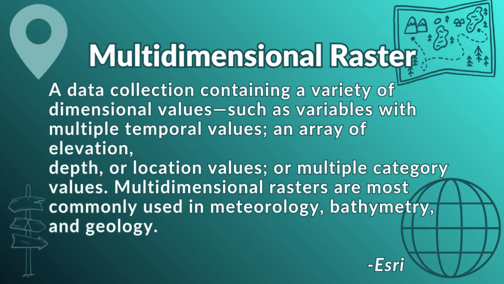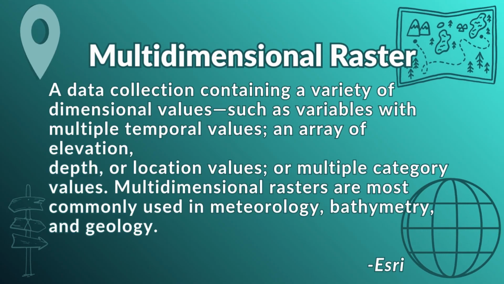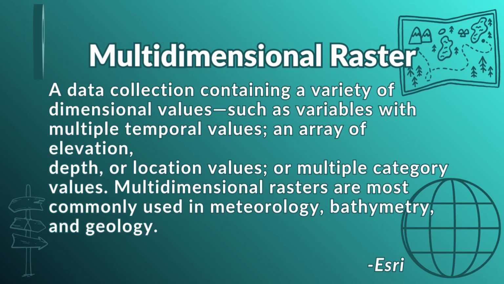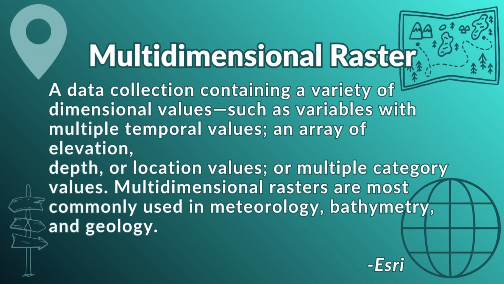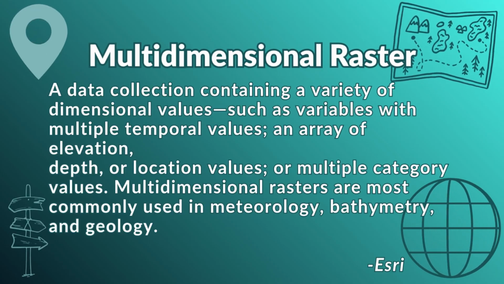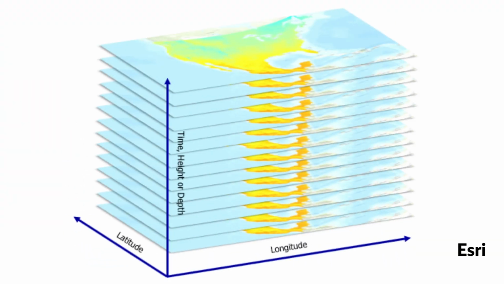To capture data at multiple times, depths, or heights. But I have to push back on the visualization here. Okay, lay it on me. Wait, if a raster is inherently just a flat 2D grid of cells on an X and Y axis, how does it become multidimensional? Are we talking about, like, 3D Minecraft blocks? No, not quite. Or voxels floating in space or something? No, they aren't physical shapes floating in space.